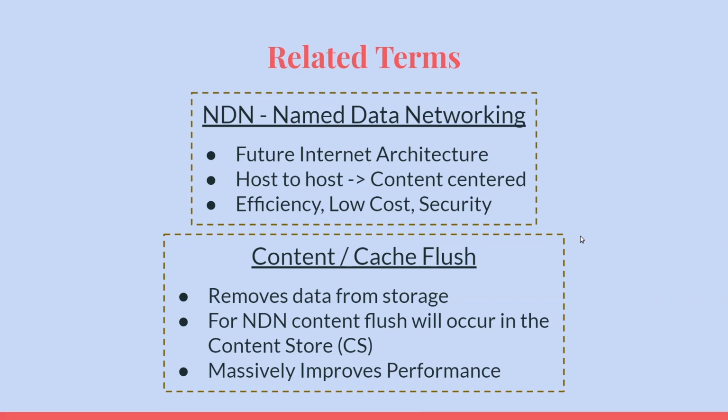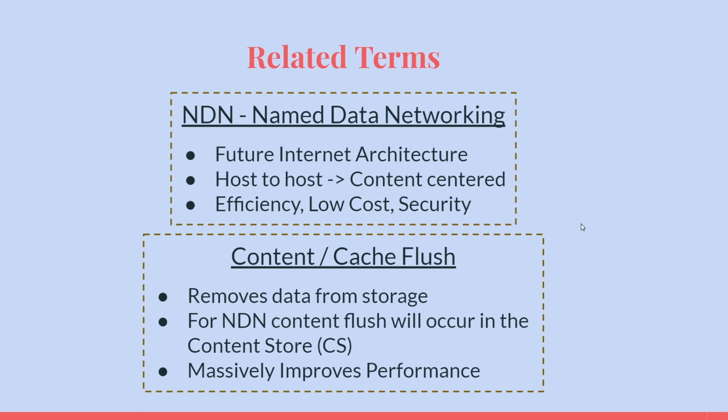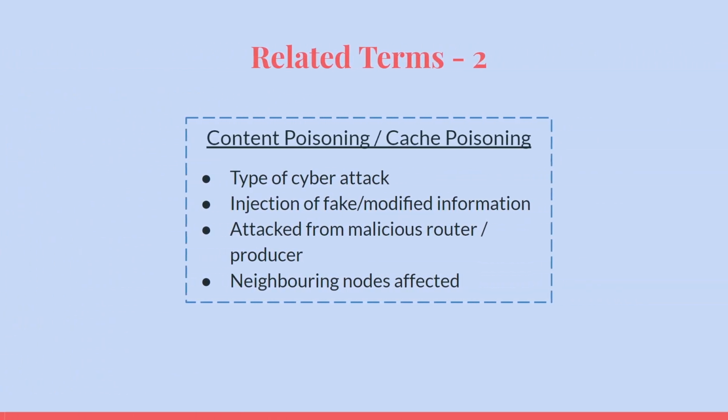And second is cache flush. A cache flush removes data that has been or is expected to be accessed from storage. For our purpose, NDN node cache flush will occur in the content store, where it stores data packets to be sent to those who request them. In normal scenarios, a large amount of data being cache flushed can massively improve performance.